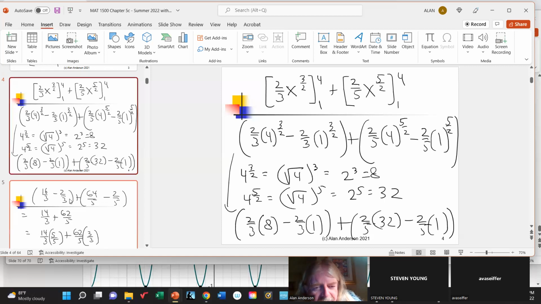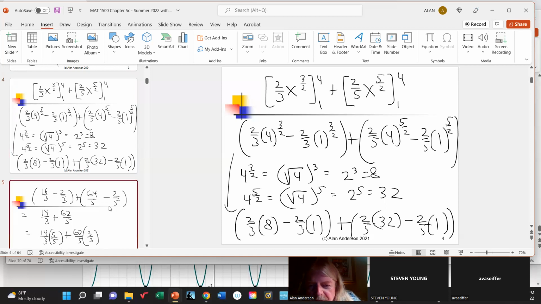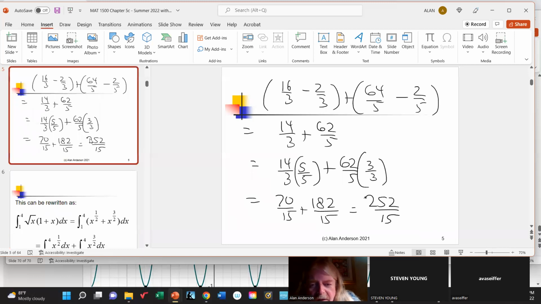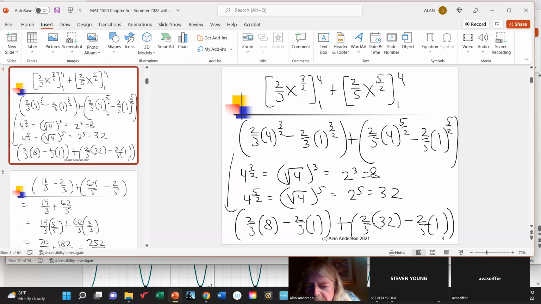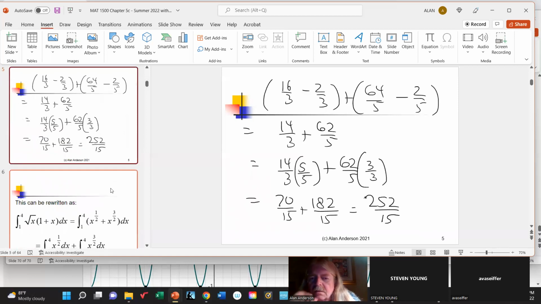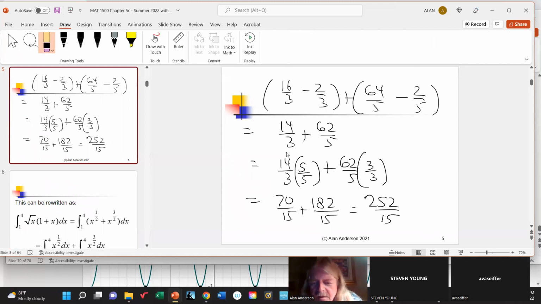All right, so we have 16/3 minus 2/3 over here. On the right-hand side, 64/5 minus 2/5. Huh. Oh, God, it's so simple. Look where I made the mistake. The easiest part, well, of course, that's always how it works, isn't it? Yeah, so that's it.